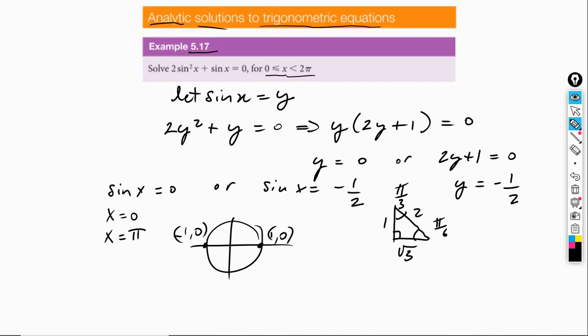So we know that sine of pi over 6 is equal to 1/2. But then sine has to be negative 1/2, and that's going to occur in the third and fourth quadrants. And here we know that this angle here is going to be 7 pi over 6, and this other angle here is going to be 11 pi over 6. Therefore, our solutions for x are going to be 0, pi, 7 pi over 6, and 11 pi over 6.